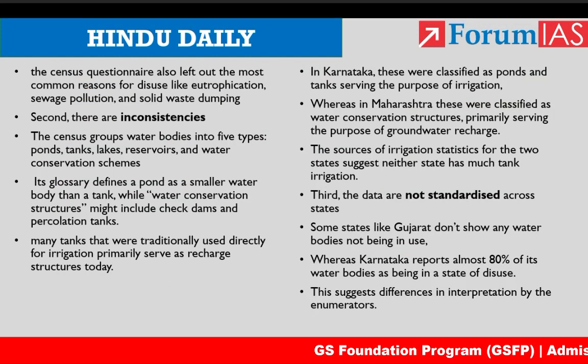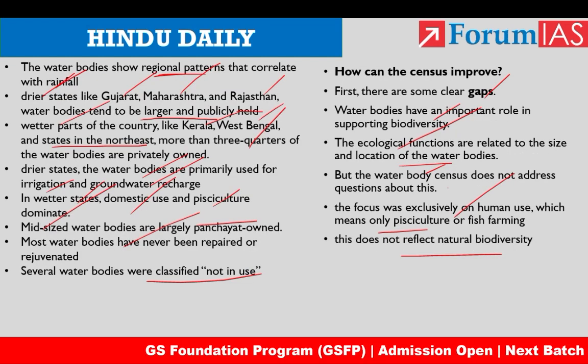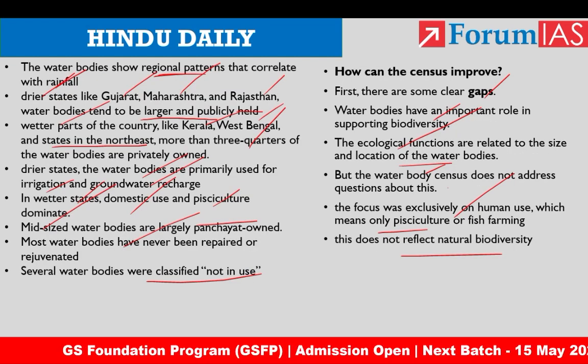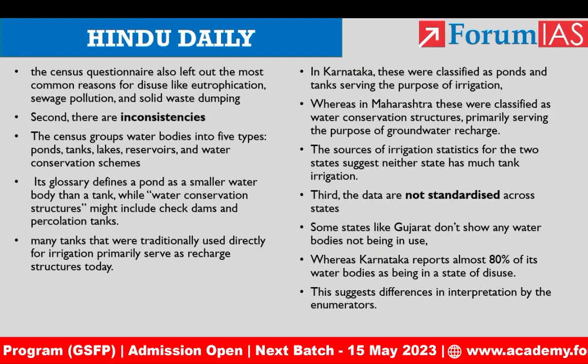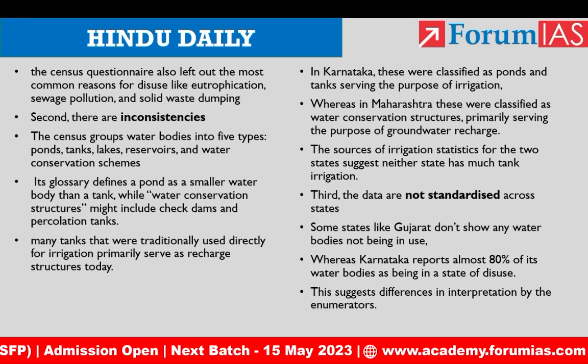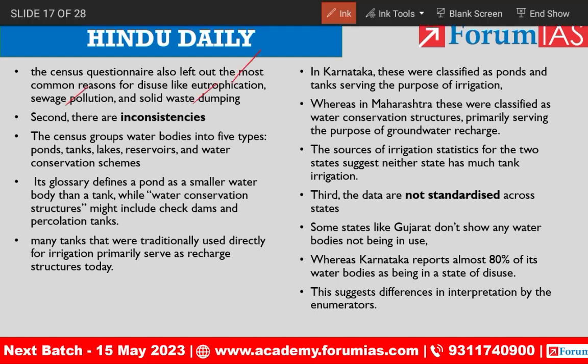And in the questionnaire, what they did is they left out the most common reasons for disuse, like eutrophication. So these are the most common reasons for disuse of a water body, right? What are they? Eutrophication, sewage pollution, solid waste dumping. All these things they did not talk about in the census.